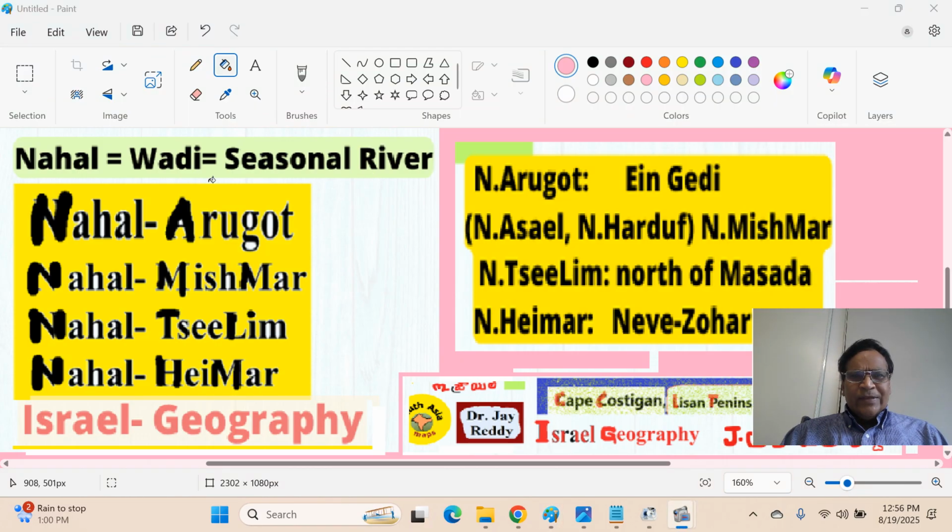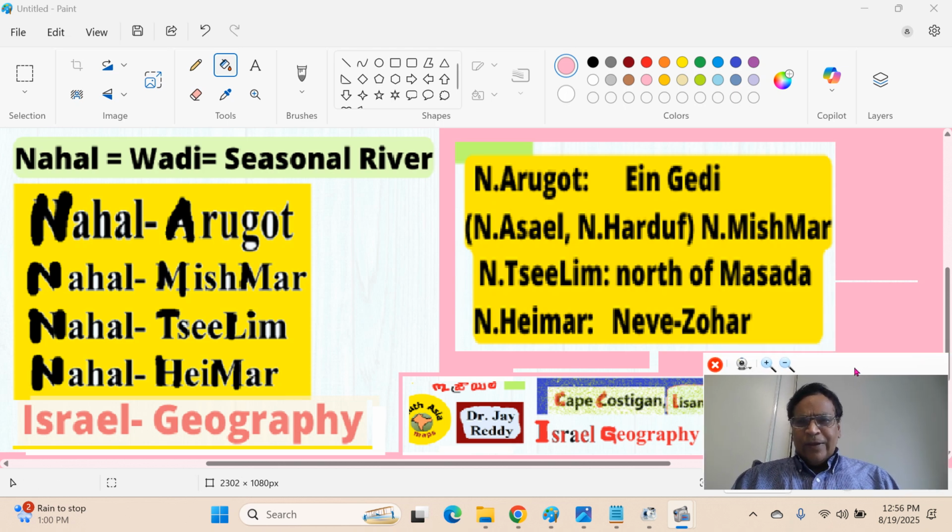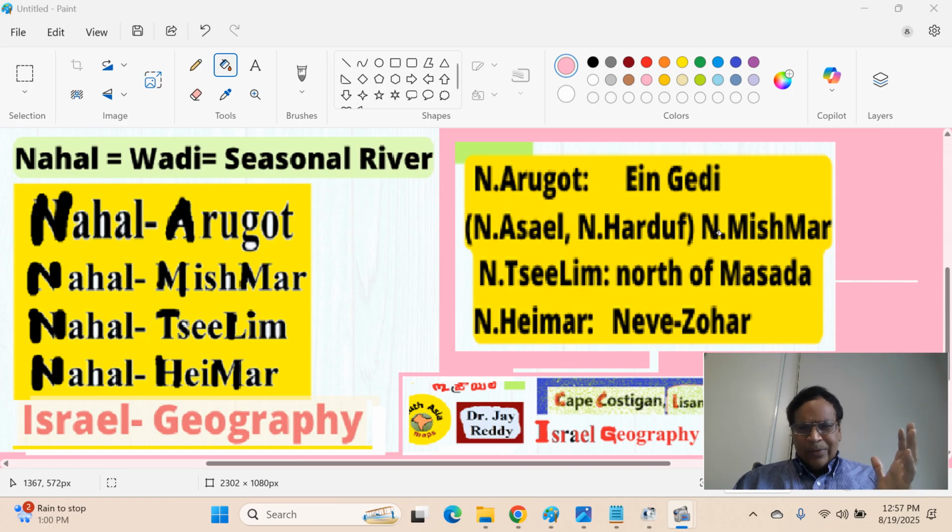Nahal, wadi, seasonal river. We are exploring these Nahals, wadis, temporary water bodies, seasonal rivers: Arugot and Mishmar, Tseelim and Heimar, a part of Israeli geography. Arugot ends near a town called Ein Gedi, and there are Mishmar and the nearby Nahal Asil and Nahal Arduf. These are very small wadis.